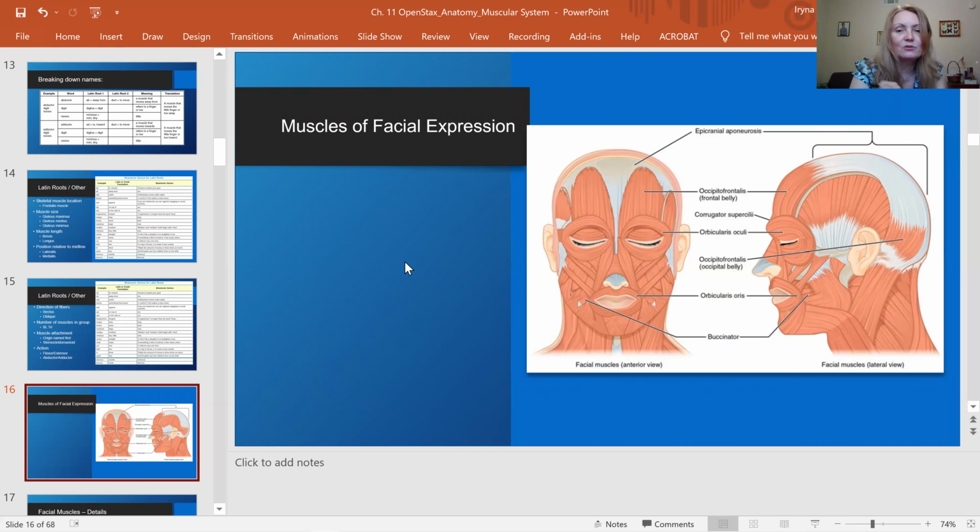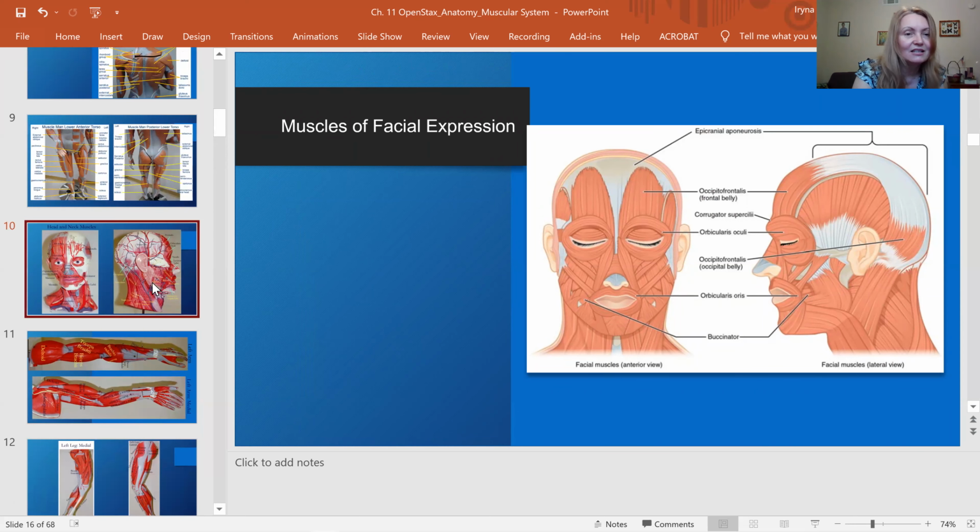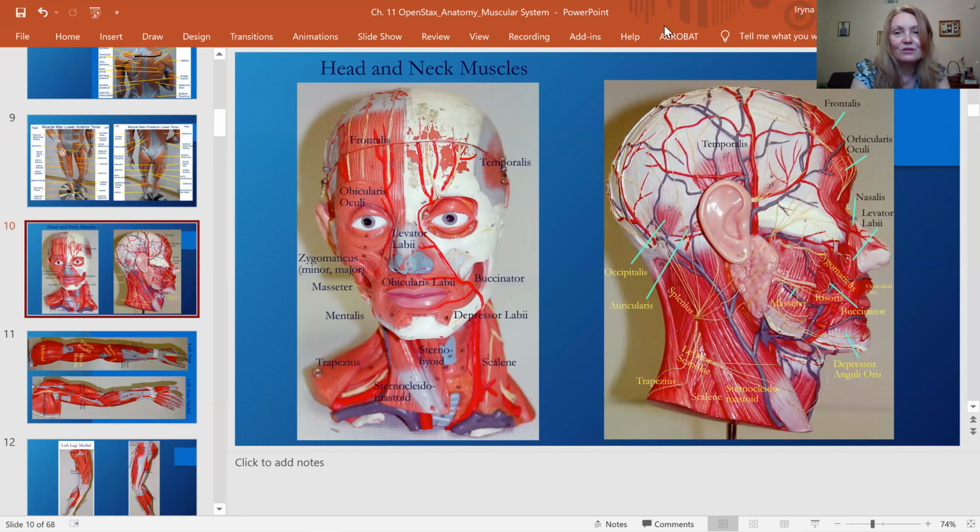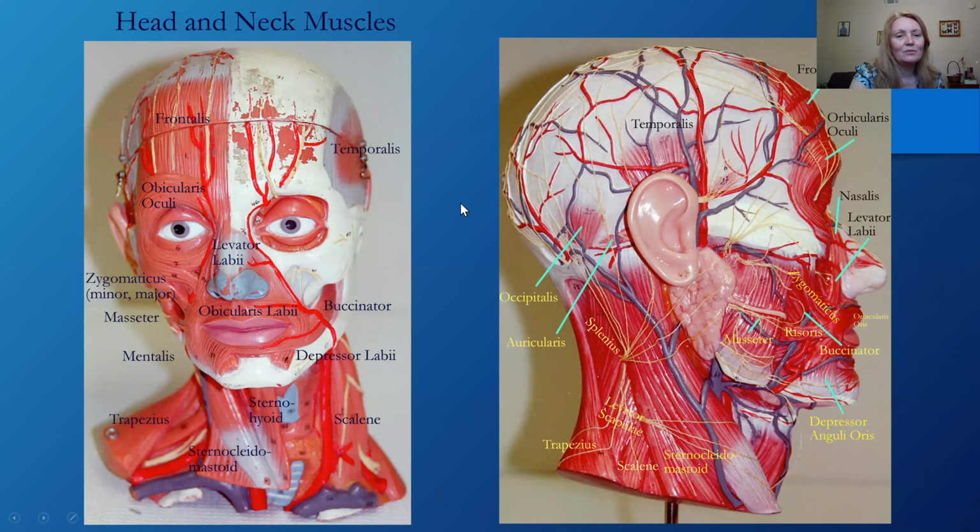When we start talking about specific muscles, like muscles of facial expression, this is still just an overview, right? Because there is no insertion or action. So let's continue. Another 10 minutes, I promise.